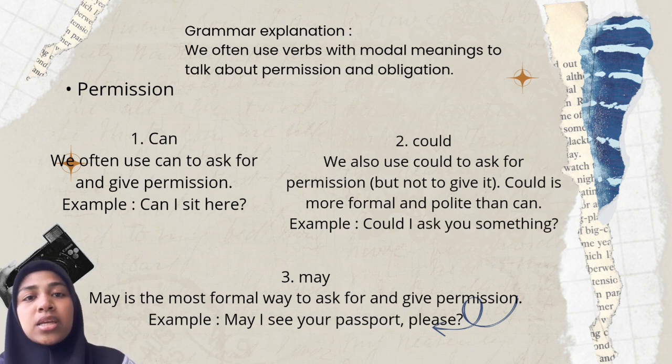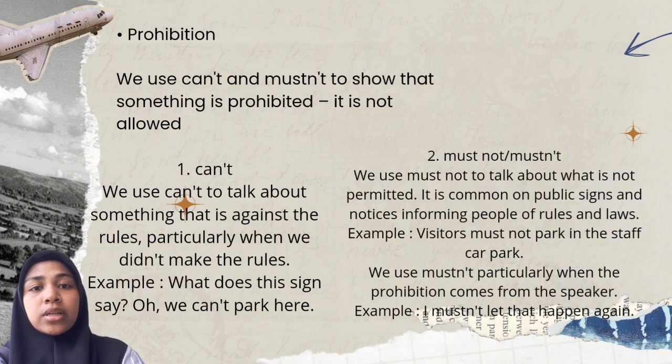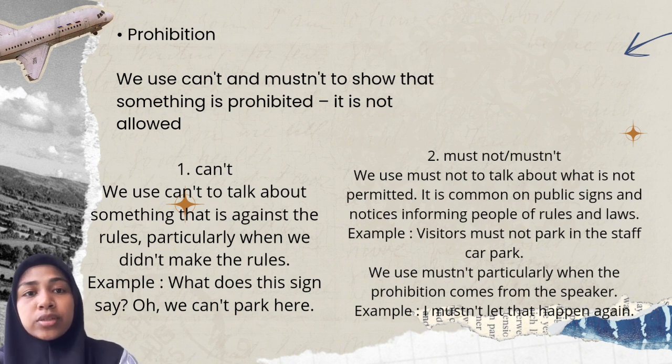And three, may is the most formal way to ask for and give permission. Example, may I see your passport, please? And prohibition. We use can't and must not to say that something is prohibited, is not allowed. And one, can't. We use can't to talk about something that is against the rules, particularly when you didn't make the rules. Example, what does this sign say? Oh, we can't park here.